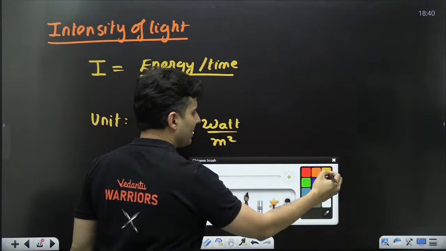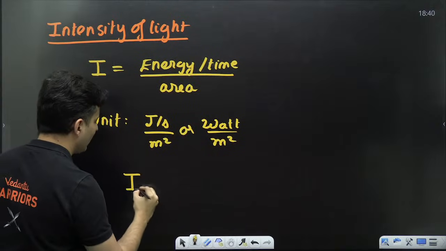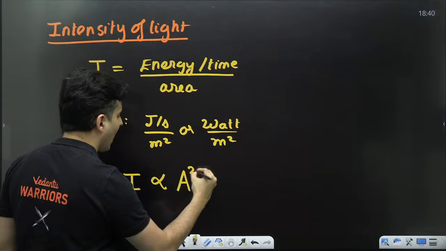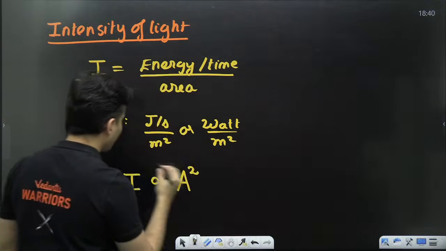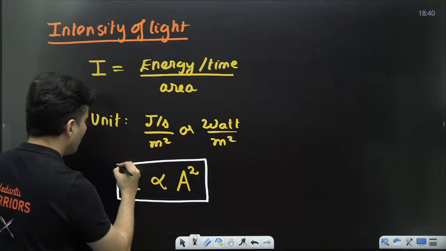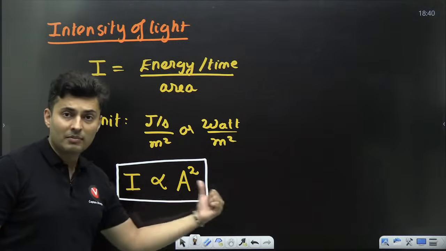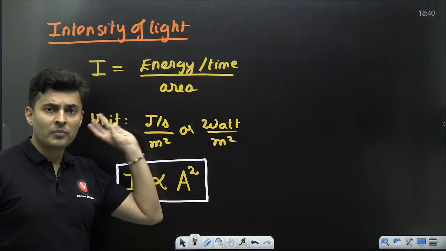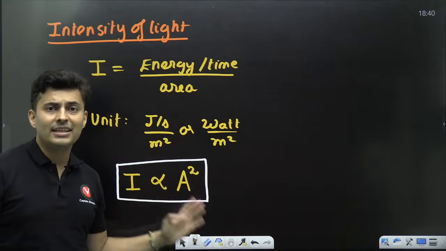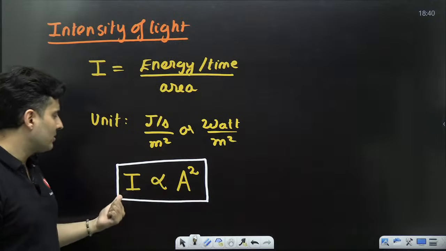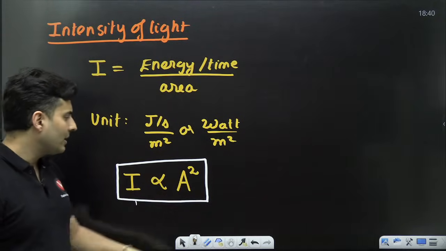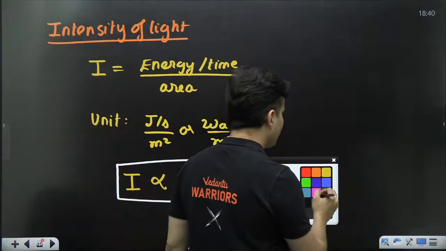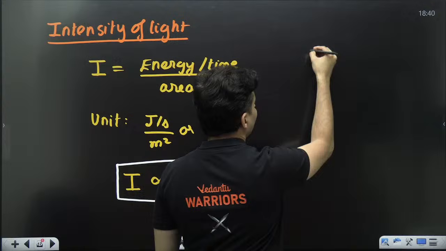Now it so happens that this particular intensity of light is directly proportional to the square of the amplitude. Very important result. Some people forget this, but remember, this is a common result in all the waves: sound waves, waves on a string, light waves, electromagnetic waves, any wave. Amplitude square is proportional to the intensity of the light.